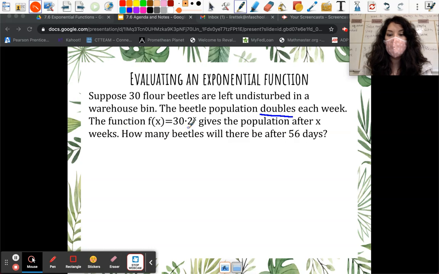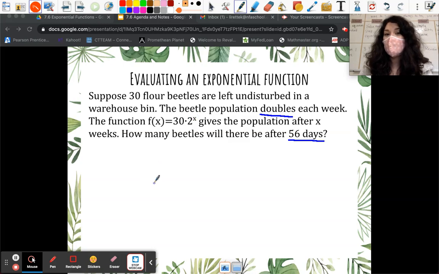This is the function that gives the population after X weeks. So X represents number of weeks. The 2 is our growth factor. It's that doubling factor. The 30 is the initial amount. That's our A value. We want to know how many beetles will there be after 56 days. Now, be careful with the format that they're giving us the time in. 56 days is not number of weeks. We're not going to substitute 56 for our x value.